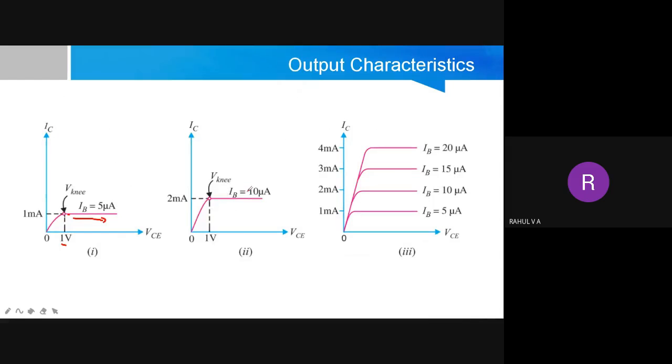Here, what is the difference now? IB is 10 microampere here, and IB is 5 microampere there. What is the difference now?